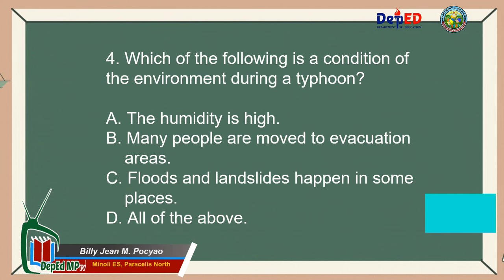Number 4. Which of the following is a condition of the environment during a typhoon? Letter A, the humidity is high. Letter B, many people are moved to evacuation areas. Letter C, floods and landslides happen in some places. Letter D, all of the above. The correct answer is letter C.